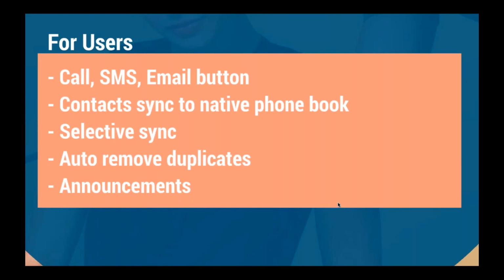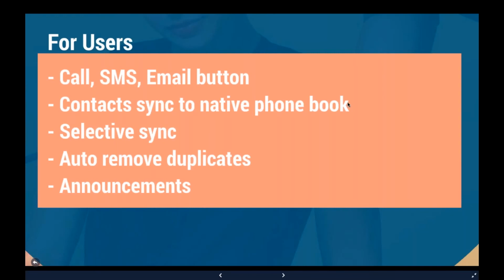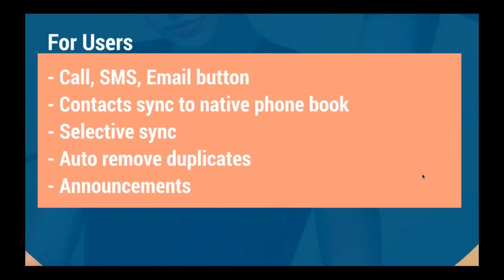And the next feature is contact sync to the native phone book. Once this setting is configured by the admin, user will be able to copy all the contacts from the AstroContacts app to the native phone book. The user can sync the additions and modifications of the contact to the phone book app. The admin can also block the sync option by removing the manual contact sync to phone book option in the AstroContacts web console.